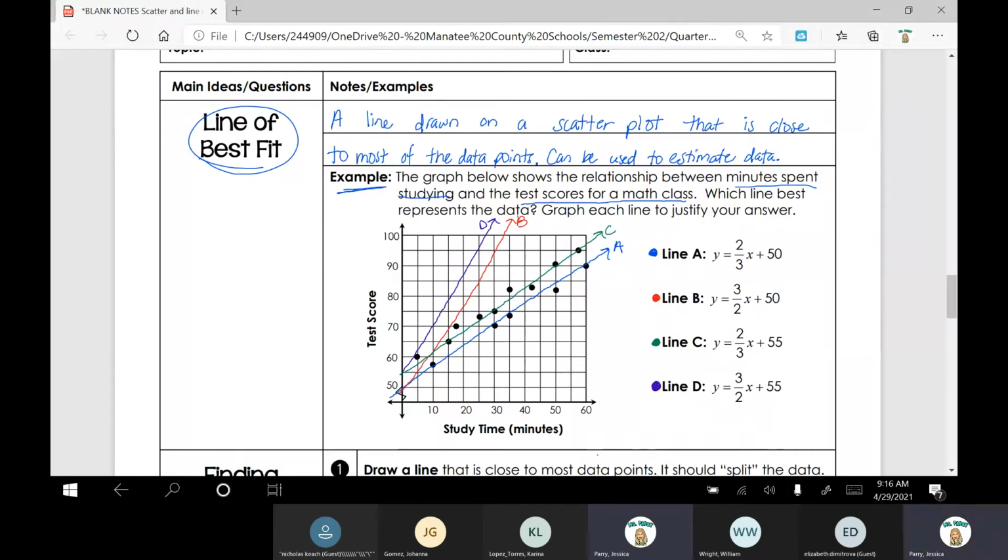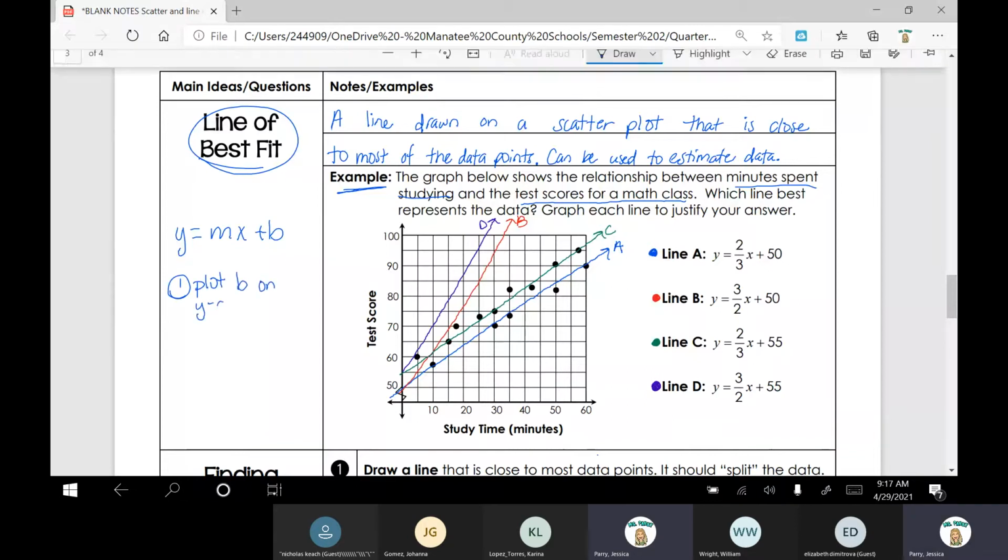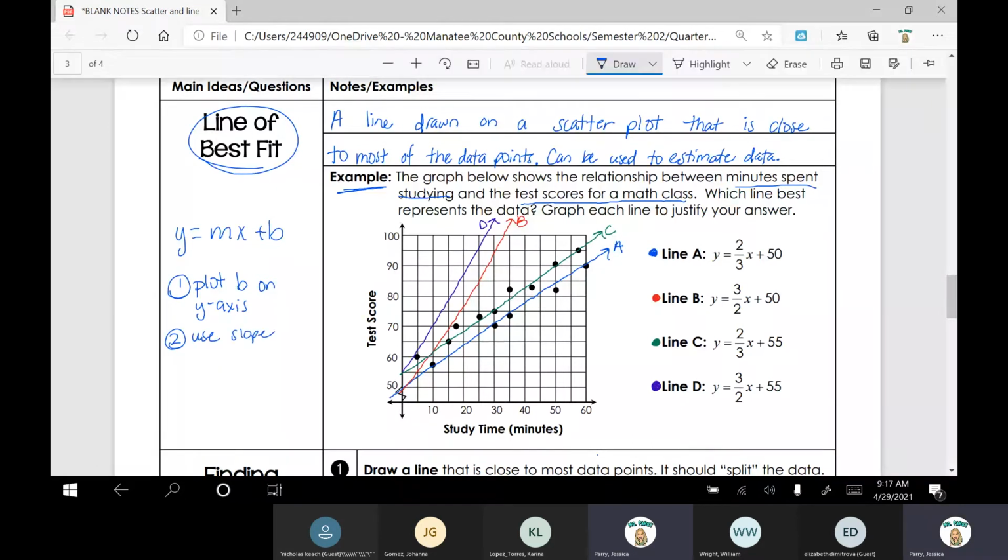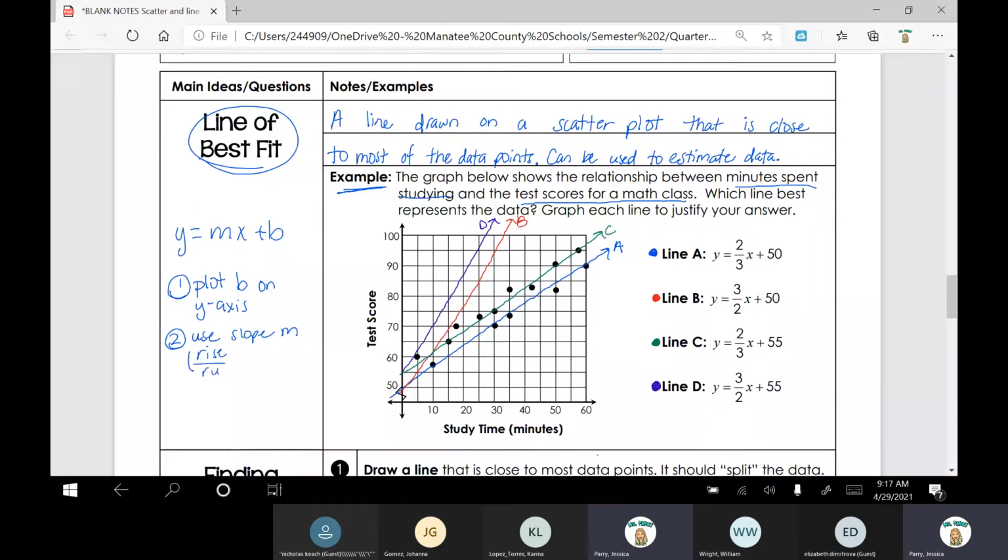I actually went through and did that for you. These are all in slope-intercept form, that's y equals mx plus b. Just to refresh your memory on how to graph slope-intercept form, y equals mx plus b, the first thing you want to do is plot b on the y-axis. And then you use your slope, m, which is rise over run, to draw your second point. Okay. So I went ahead and did that for you.